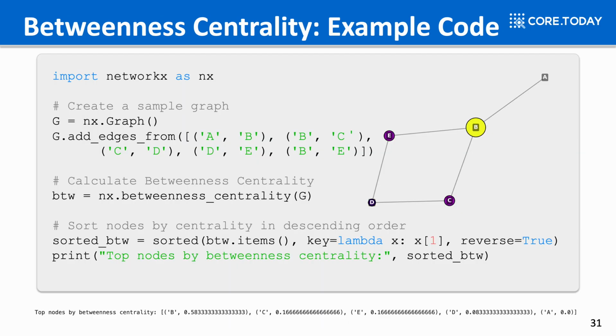This code walks through how to calculate betweenness centrality using NetworkX. You create a graph, connect nodes with edges, and then use the nx.betweenness_centrality function to identify key connectors. For example, a node like B might connect two larger subgroups in the network, making it critical for communication. This is particularly useful in applications like analyzing transportation hubs, social media influencers, or even supply chain bottlenecks.